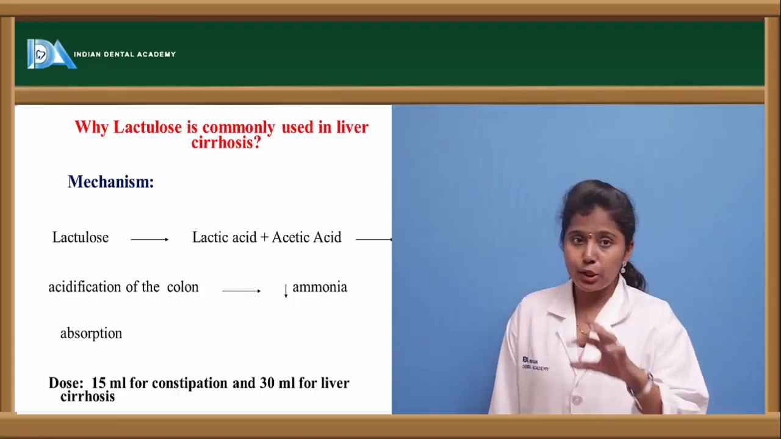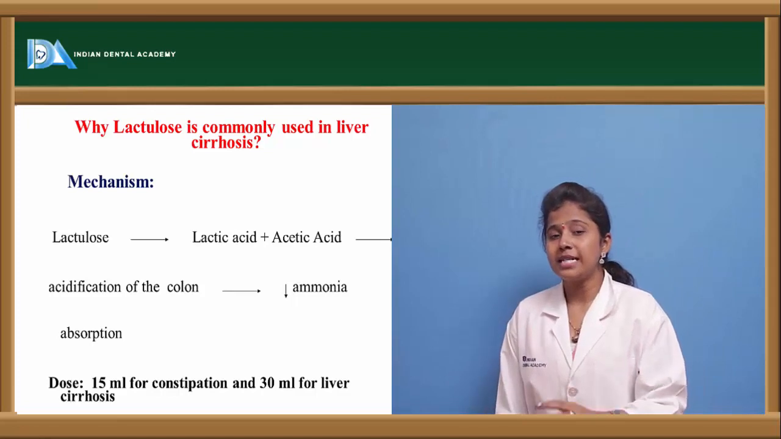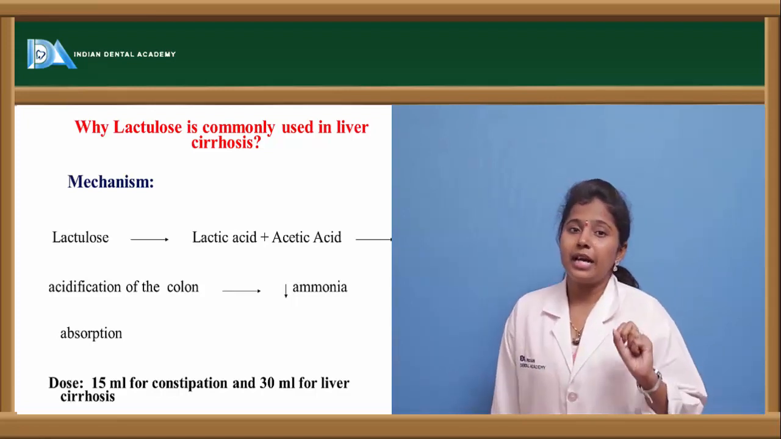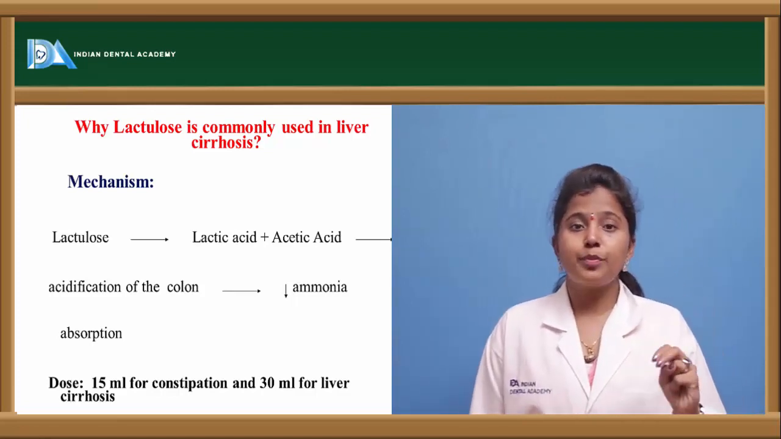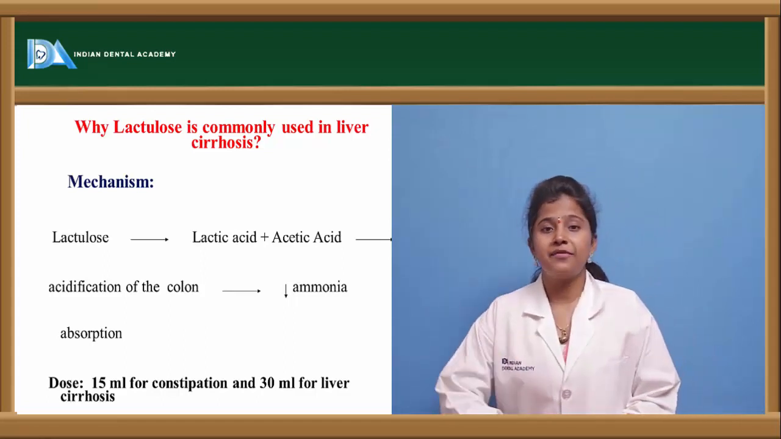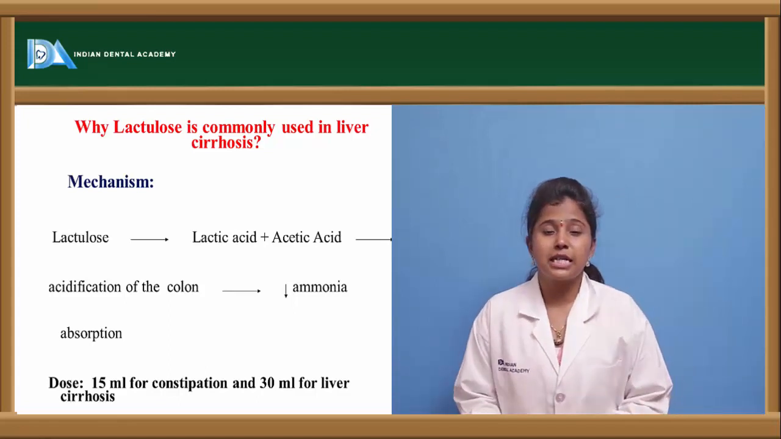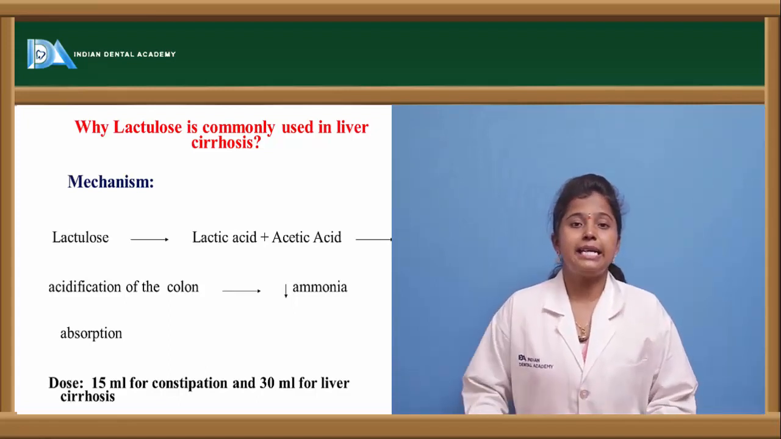And when this acidic situation is created in the colon, this acid neutralizes the ammonia which is present. Liver cirrhosis is mainly caused because of ammonia absorption, or else ammonia compounds. If they are absorbed in larger amounts in the liver, the liver cells, that is hepatocytes, get damaged.